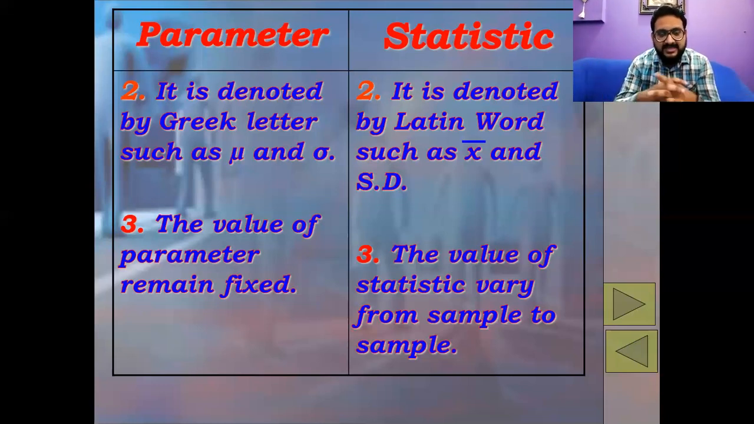It is a fixed value. So that's why in the third point we said that the value of a parameter remains the same because it is calculated from the population, and the value of a statistic varies from sample to sample. Because we collect 5 students, then another 5 students, there are different values in a statistic.